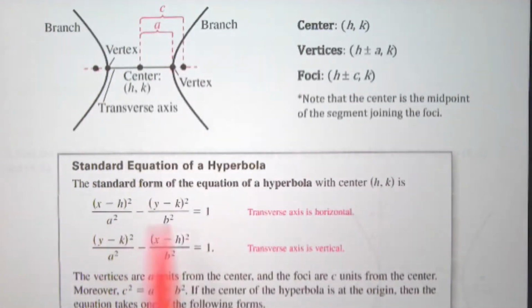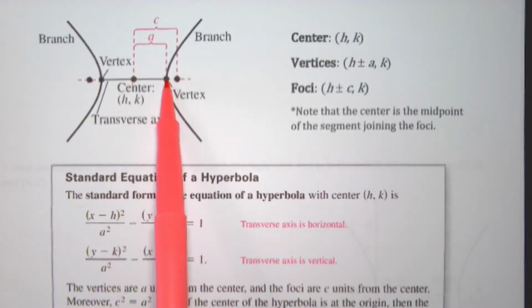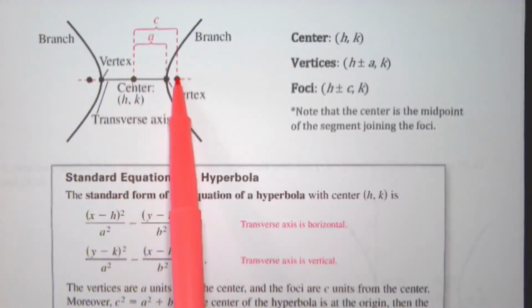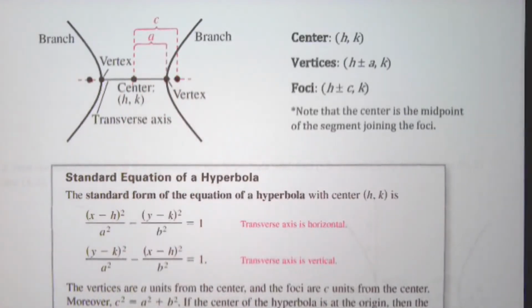And where we had these values a and b be from the vertex to the center, and from the center to the edge of the minor axis for an ellipse, here with hyperbolas, a is the distance from the center to the vertex, so that's consistent. c is the same as with an ellipse, except now the focus is on the other side of the vertex. So the distance from the center to the focus is c.